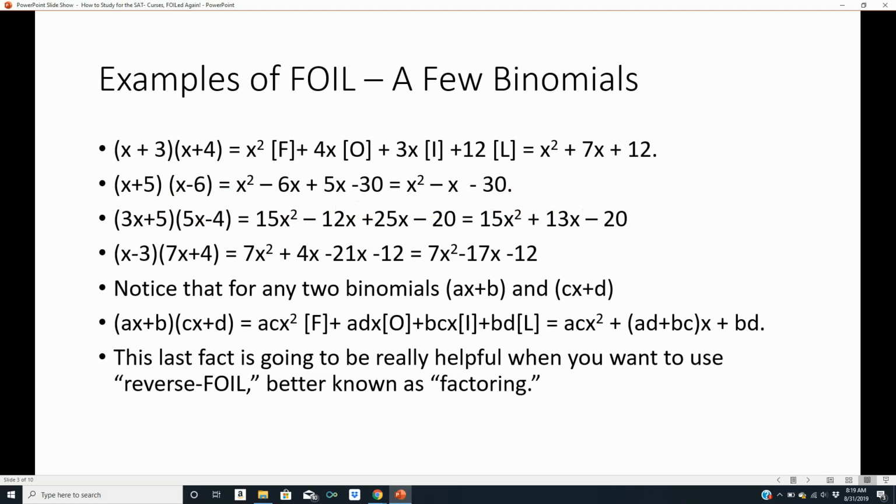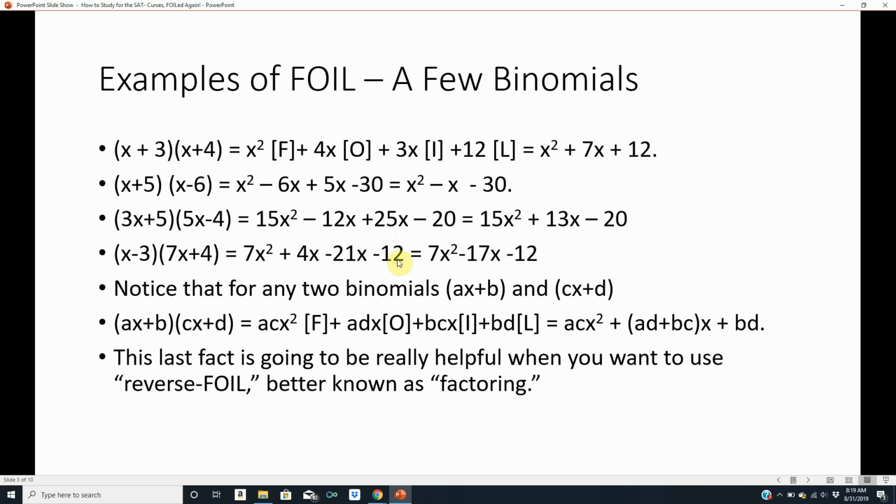Pretty easy, right? Okay. x minus 3 times 7x plus 4. Okay, then we get 7x squared. Then x times 4 is going to be 4x. Negative 3 times 7x is negative 21x. Negative 3 times 4 is negative 12. So you end up with 7x squared minus 17x minus 12.